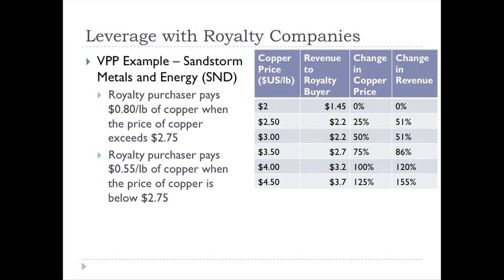They pay 80 cents per pound of copper when the price of copper is more than $2.75, and 55 cents per pound of copper when the price of copper is $2.75. This was an agreement they recently did with Donner's Metals and their mine in Quebec. As you can see, as the price of copper moves from $2 to $4, the change in price of copper is 100%, but the change in revenue for the royalty buyer is 120%.